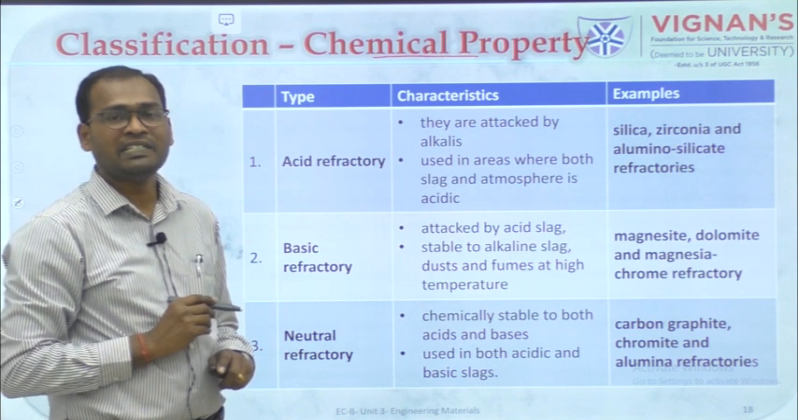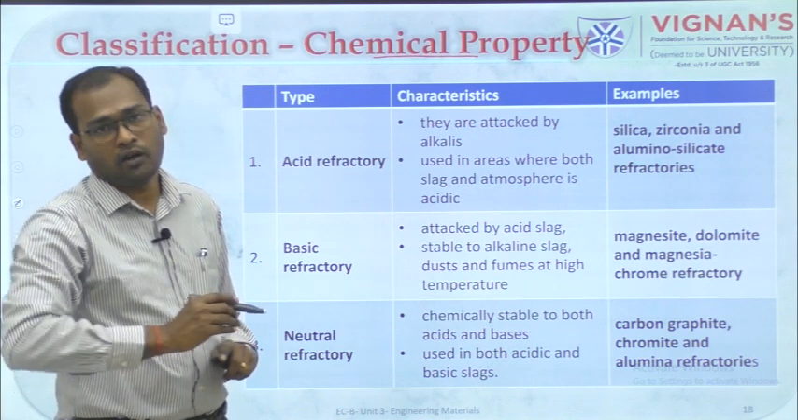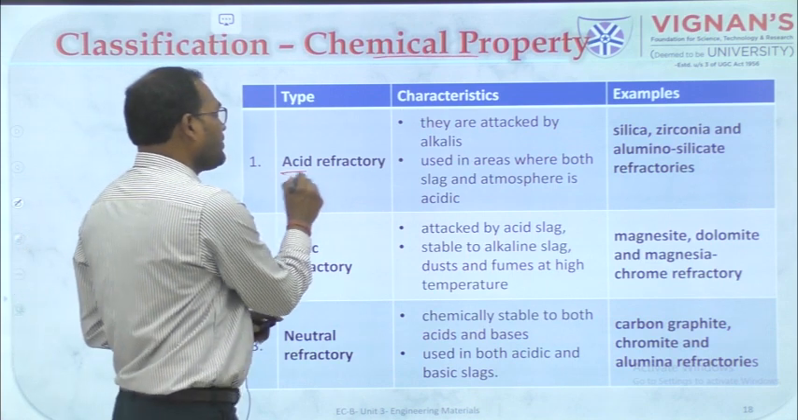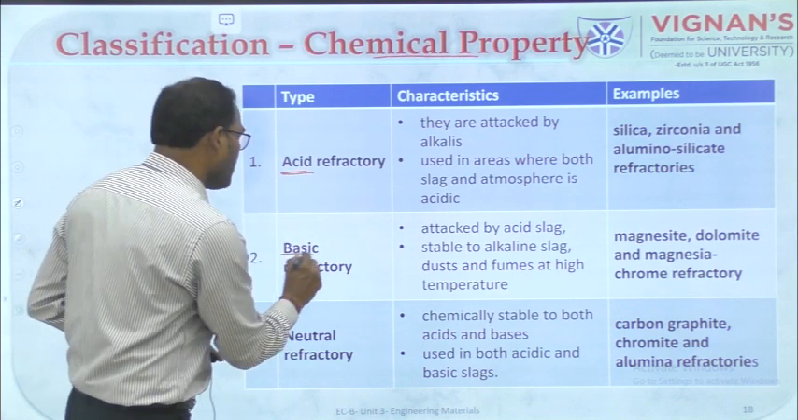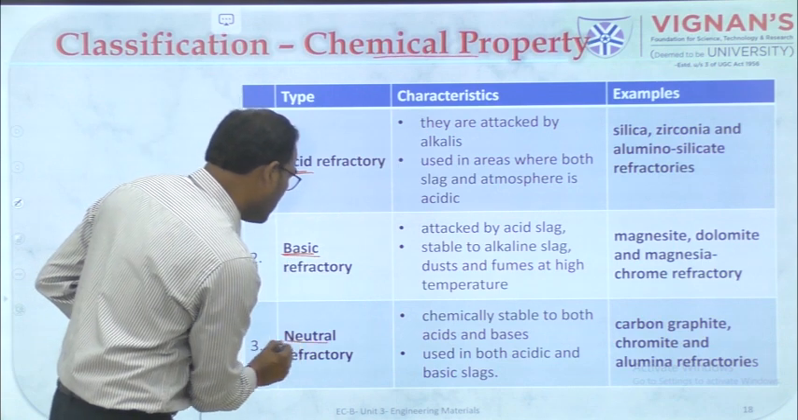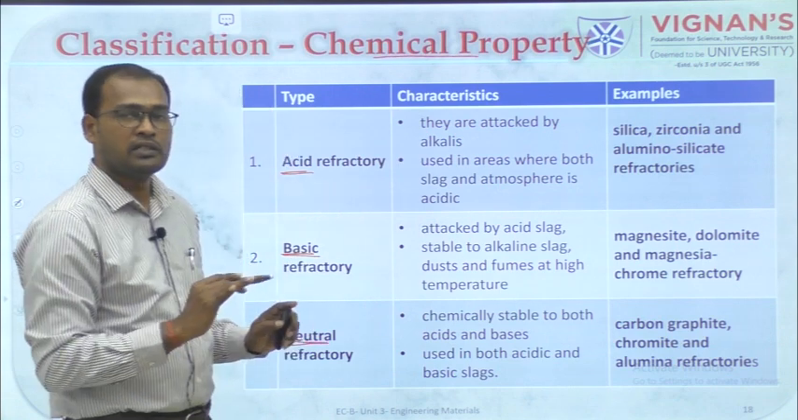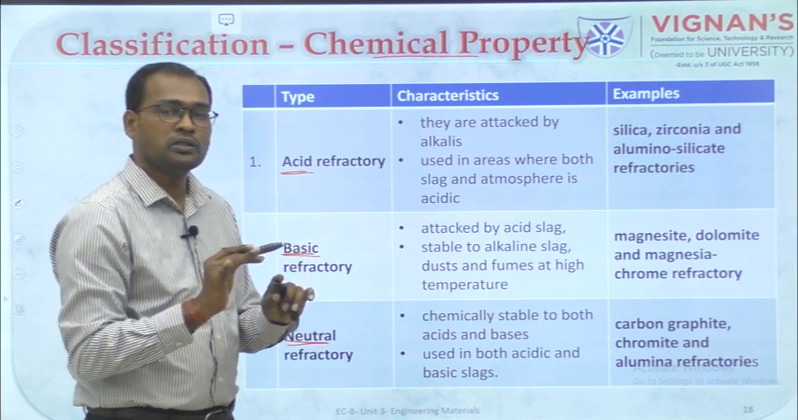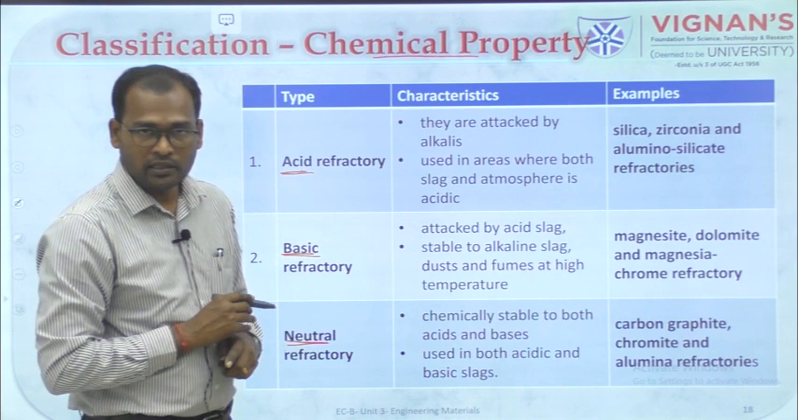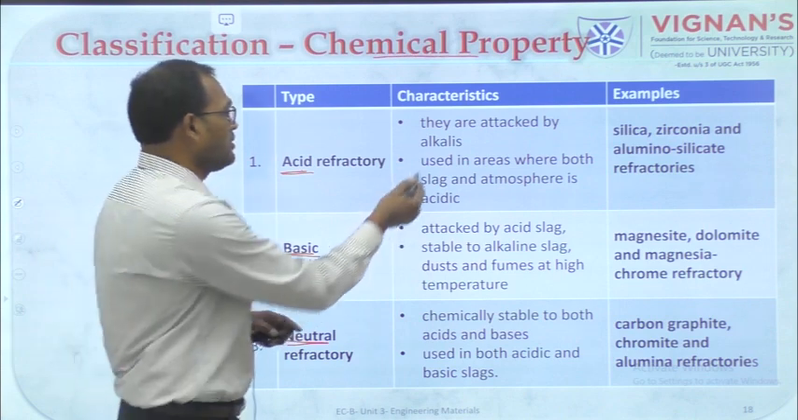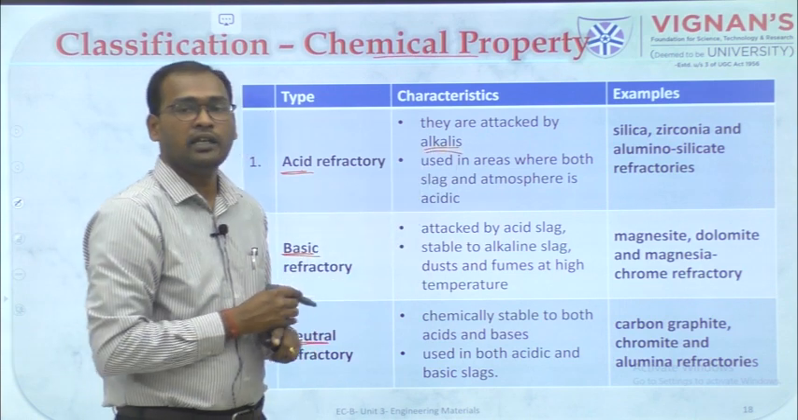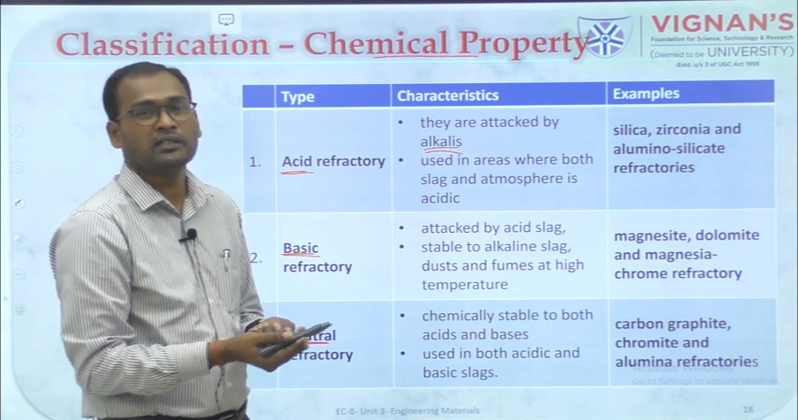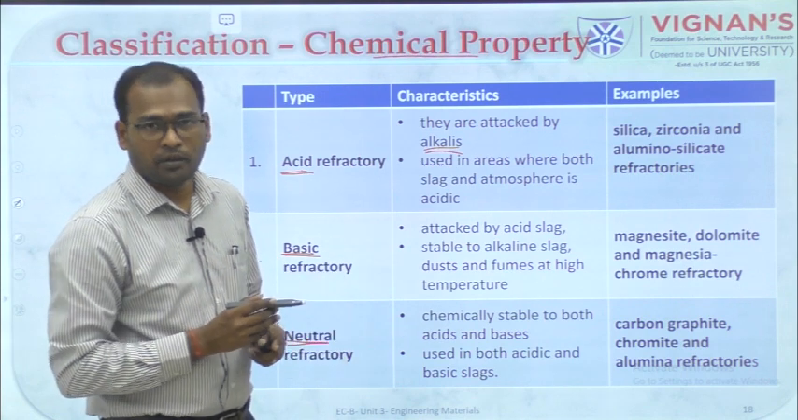What is the nature of its reactivity with other components? So we classify this into three types. One is acid refractory, basic refractory, and neutral refractory, right. So the name itself will be very easy. Acid refractory means it will be used for acid components and it will resist alkali easily. Alkali will be attacked, right. So it undergoes a neutralization reaction and the refractory will have some damage, right.